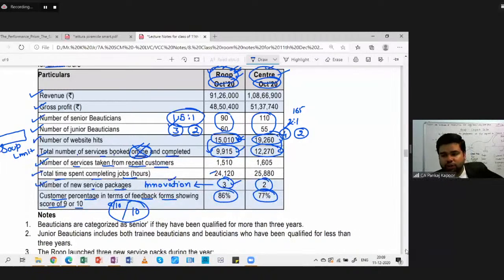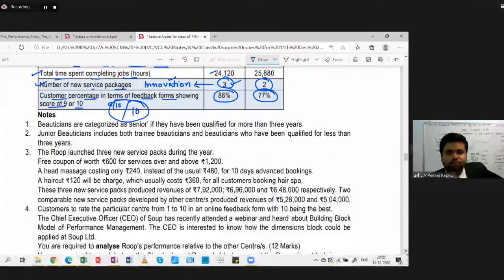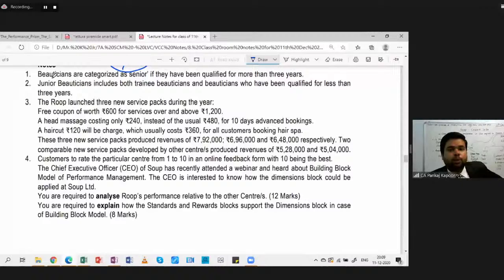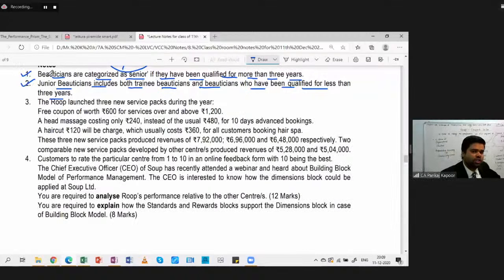Okay. Now I'll take you further to study the remaining question so that we can understand the requirement. Beauticians are categorized as senior if they have qualified for more than 3 years. Junior beauticians include both trainee beauticians and beauticians who have not qualified for less than 3 years. It means there is a difference between the expertise of the junior and the senior. Hence, the target shall not be the same for both. The target for junior and senior beauticians shall be different because their skill sets are not the same. Their experience and expertise may not be the same.